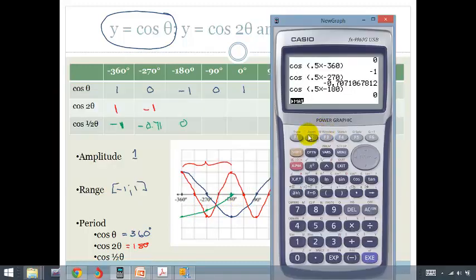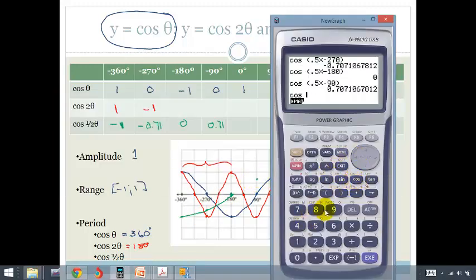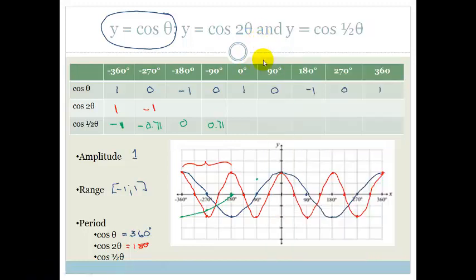So let's plot cos of bracket 0.5 times negative 90, close the bracket, and we get 0.71. So now we've got 0.71, so that's about over there. And now we're going to do cos of bracket 0.5 times 0, close bracket, and we end up with 1, which we're kind of hoping for. So do you see that this graph is doing that beautiful bell shape, but it's doing it very slowly?